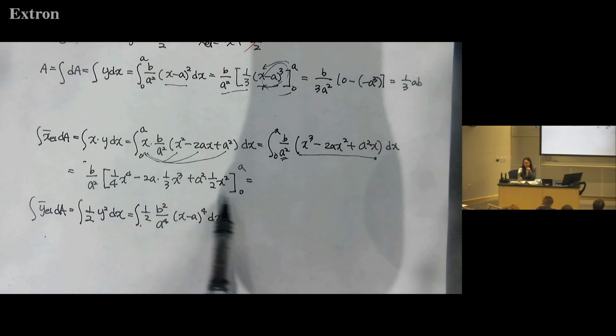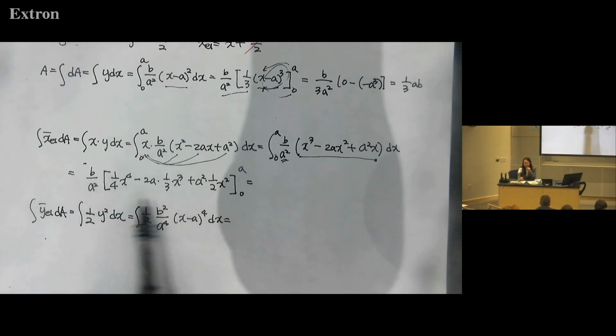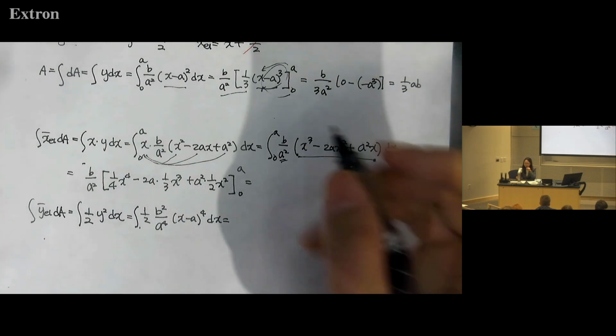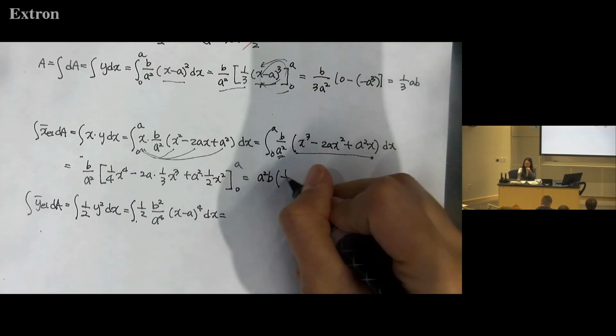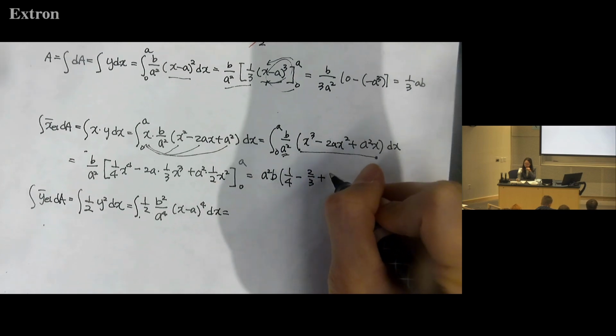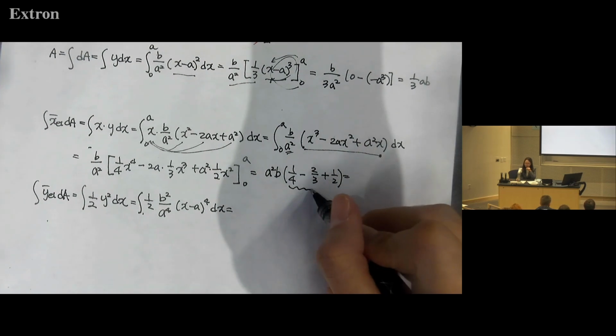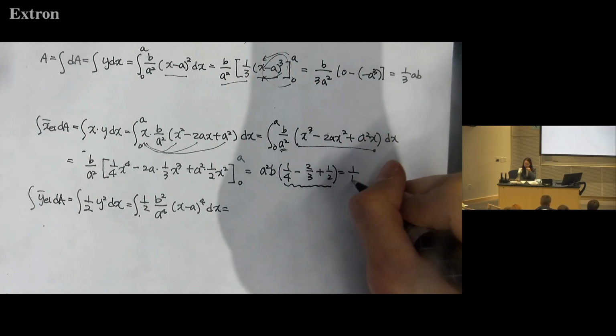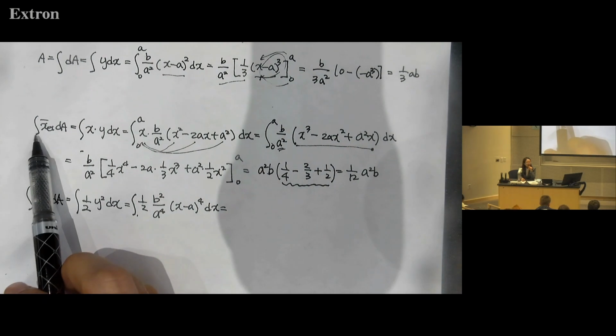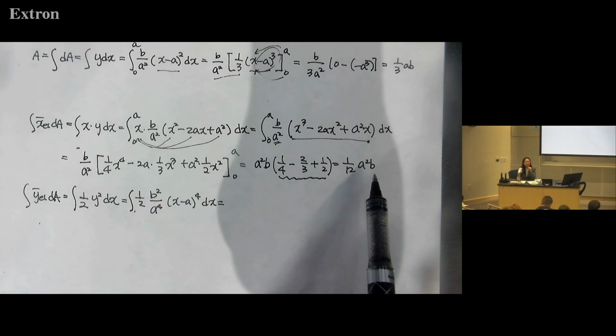And it's much simpler because if x is 0, everything is 0. So if we input a, we get a to the fourth, a to the fourth, a to the fourth, so it becomes a squared b times 1 over 4 minus 2 over 3 plus 1 over 2. And then when you calculate this coefficient, it is 1 over 12. So the second integration is 1 over 12 a squared b. Anyone who got this number? No one? Oh, okay, 1 there, 2. Okay, good, thanks. Very good.